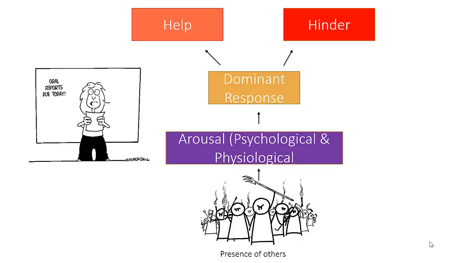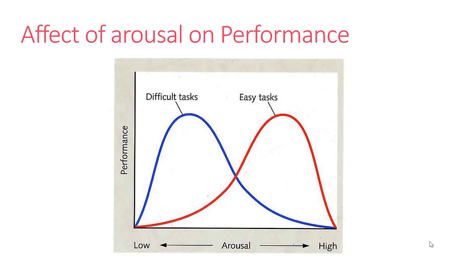We can then boil this down to that the presence of others will enhance performance on simple tasks that we have learned before, but hinder our performance on tasks that are difficult or those that we have not practiced. So in this graph here, you can see that when the arousal is high, but the task is difficult, performance is very low, which is shown in blue. But when the task is easy, performance is high, meaning that you're going to perform better.